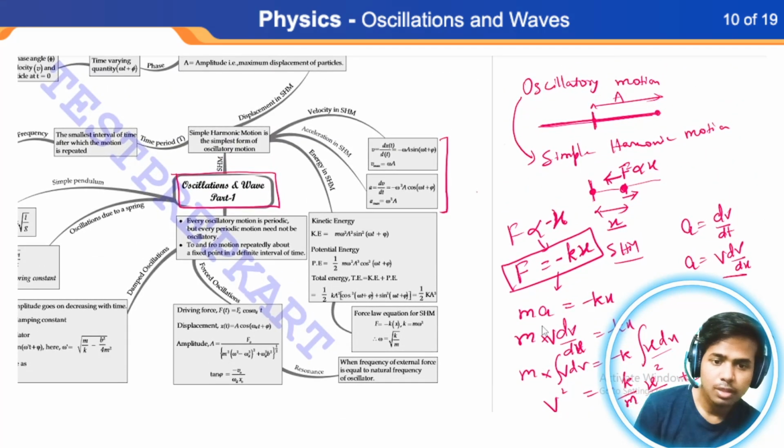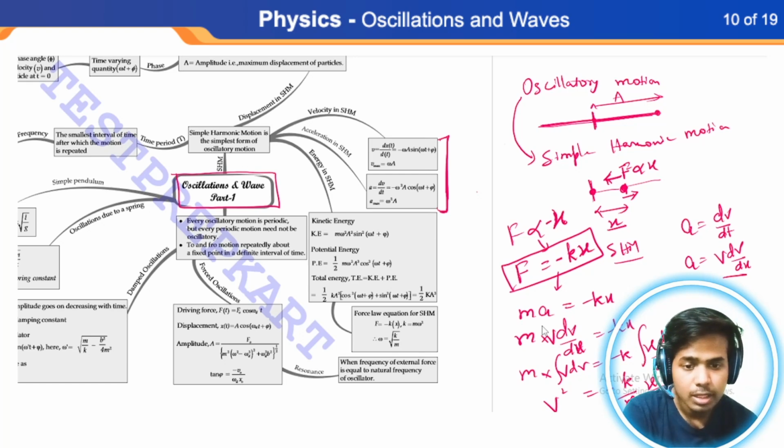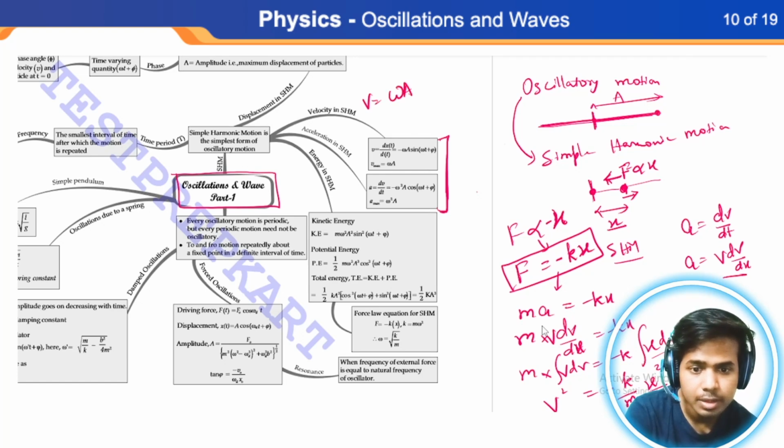Coming to the velocity in terms of the time variable, the equation looks something like this: v is equal to omega a sine omega t plus phi.